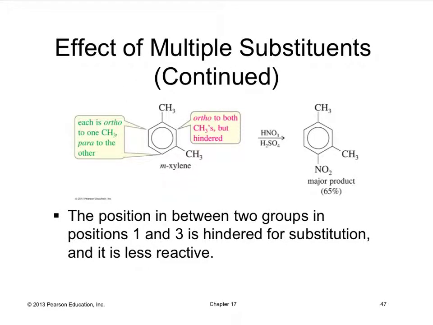So if we have metaxylene with two methyl groups that are donating, it'll be ortho and para directing. So in this case, this ortho is hindered, whereas these are ortho and para to one another and accessible. As a result, this one doesn't form, generating the major product shown here.